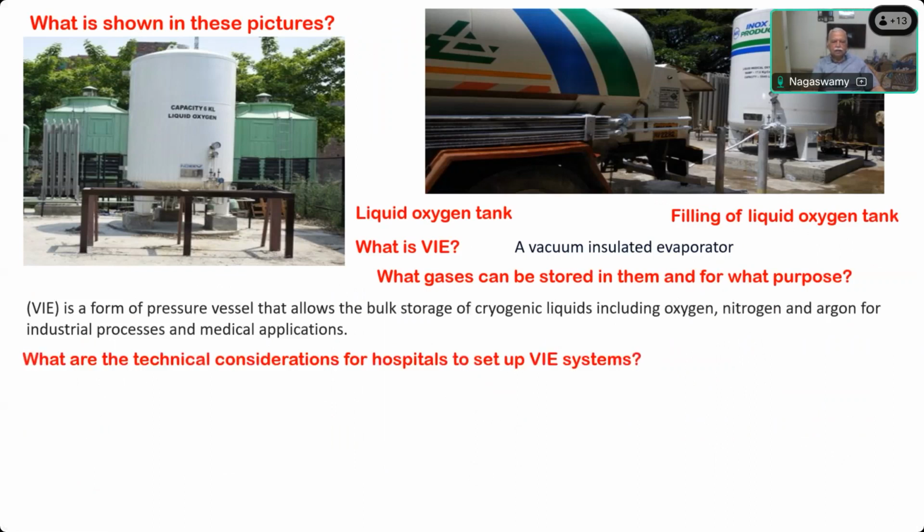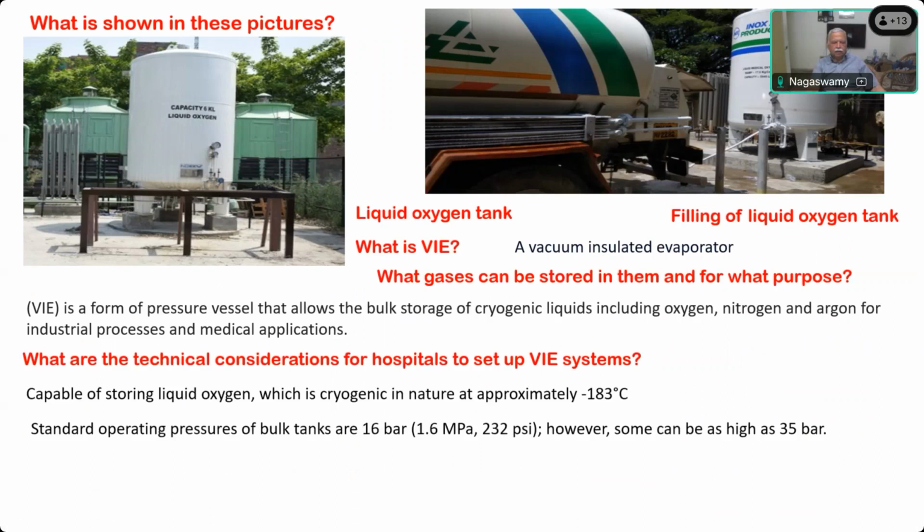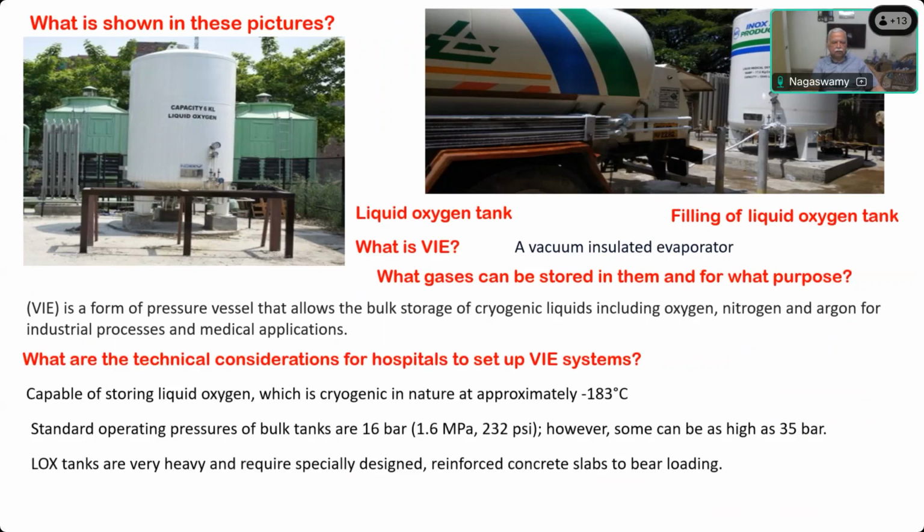What are the technical considerations for hospitals to set up the vacuum insulated evaporator systems? It should be at a safe distance away from the building, capable of storing liquid oxygen, which is cryogenic in nature at approximately minus 183 degrees centigrade. Okay, that is the temperature. And standard operating procedures for pressures of bulk tanks: the pressure is 16 bar, and it can be as high as 35 bar also.